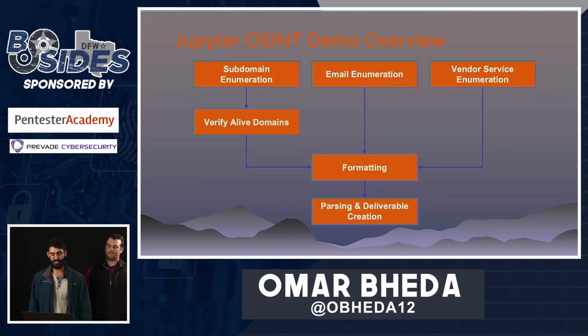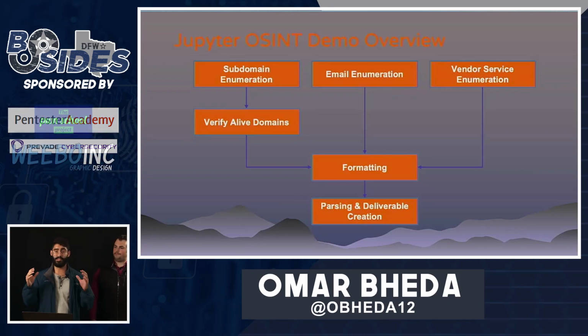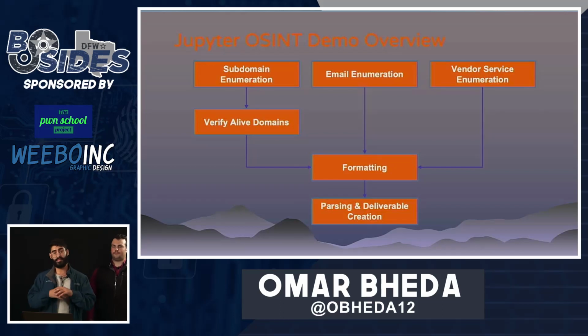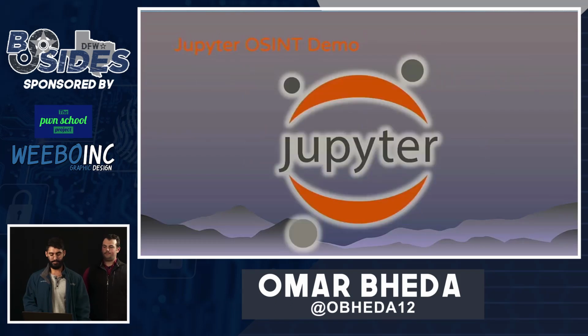So here's a quick overview of what we're going to be covering and the functionality that the Jupyter Notebook will conduct. On one side, there will be subdomain enumeration, then email enumeration, and vendor service enumeration. There will also be some additional functionalities happening in the Jupyter Notebook that we will work through live. After some of the data is gathered, there will be some formatting, verification if a domain's alive or not, and then ultimately at the end, parsing a deliverable that management can look at due to the collaborative nature of Jupyter, or for anybody to pull down. And so we'll go ahead and start the demo.